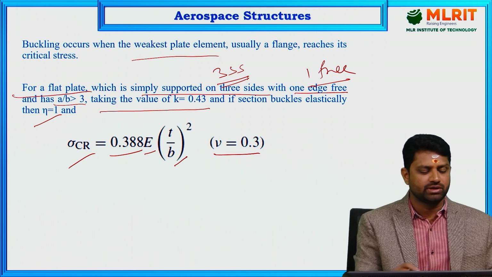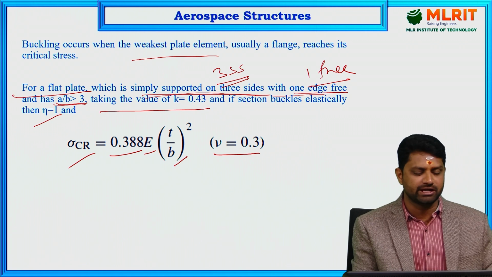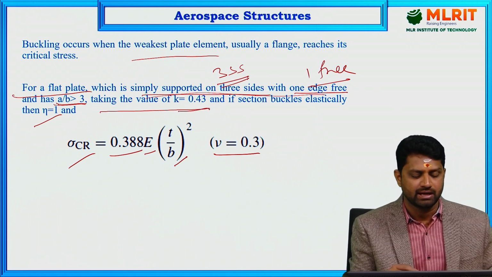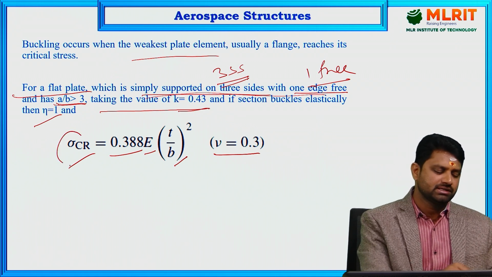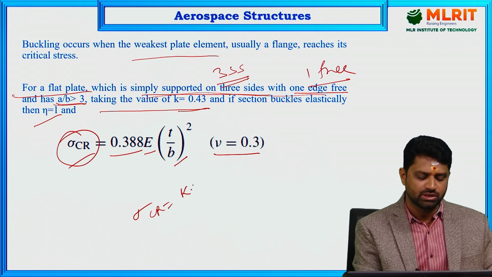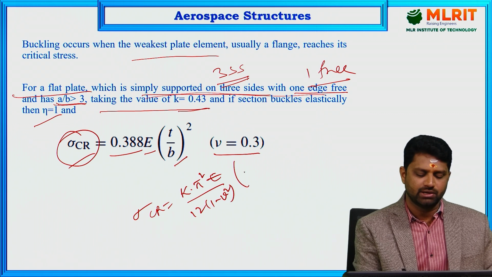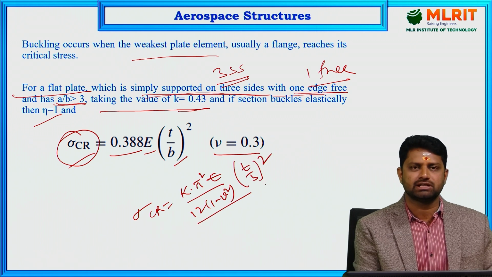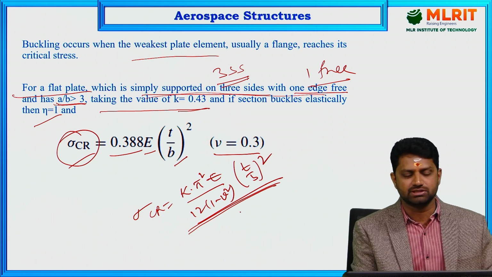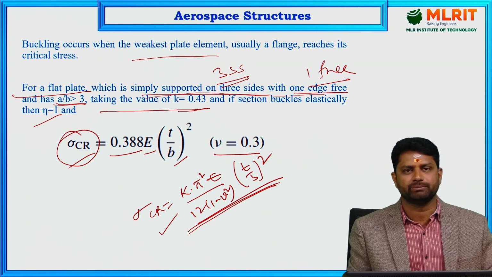Like that, you can take different types of edges, different values of A by B ratio and different values of buckling coefficient K, and get the corresponding stresses, because we have the generalized formula: sigma critical equals K pi square E by 12 into (1 minus nu square) into (T by B) whole square. This is the general critical stress or buckling stress formula. Depending upon the different end conditions, values of K and A by B ratios, you can get the critical stress.